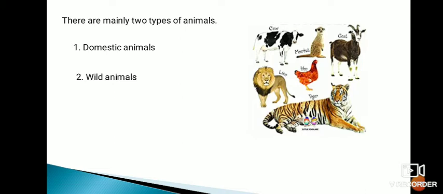There are mainly two types of animals. As you can see in the picture, you can see lion, tiger, hen, cow, okay. So all these are animals here in this picture, and we have mainly two types of animals. One, domestic animals, and second, wild animals. Alright, so let us study one by one.